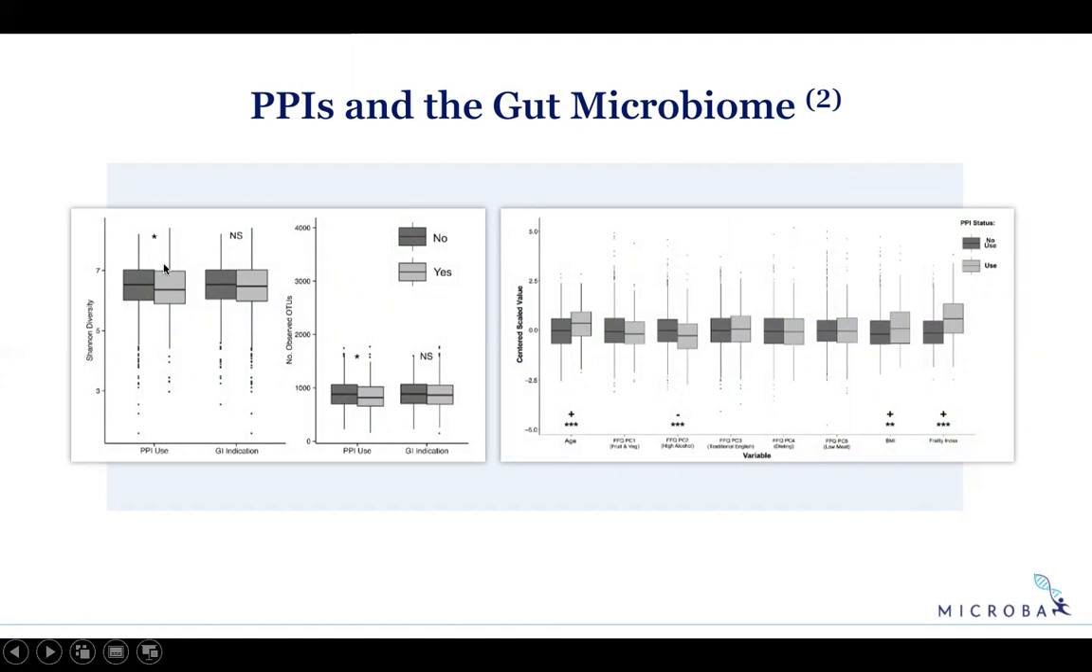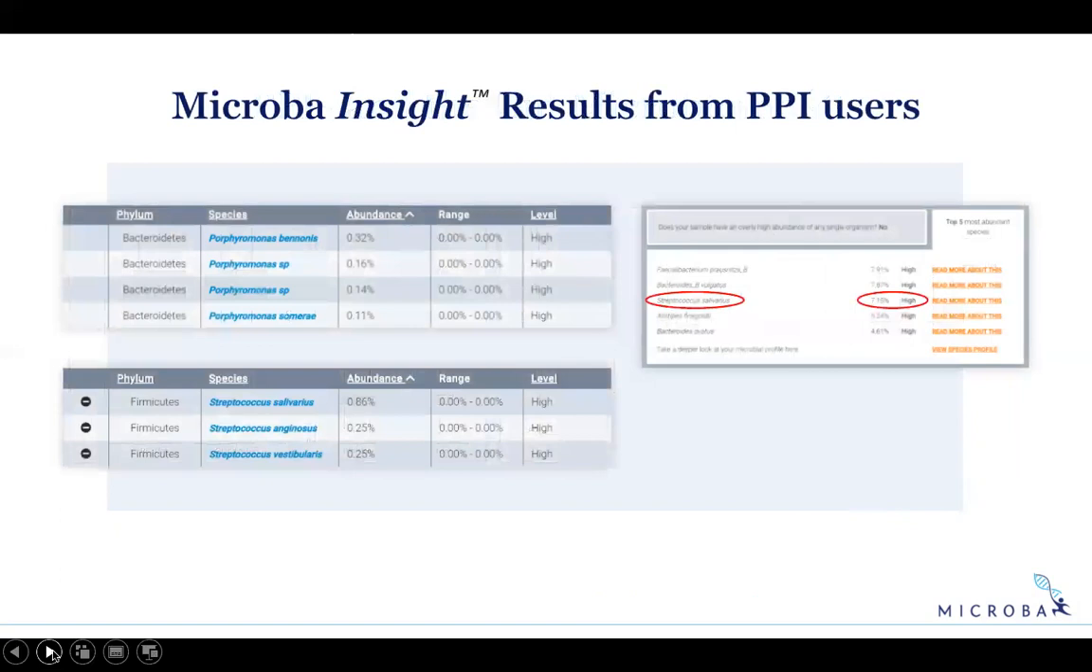And overall, there does appear to be a bit more of a variance between the diversities of people who are users of proton pump inhibitor medications compared to the diversity of users who do not use reflux medications. And if we have a look at results directly from Microba Insight users who have been on proton pump inhibitors for various amounts of time, you can see this in the microbiome profile section when you change the filters specifically to look at the table view.